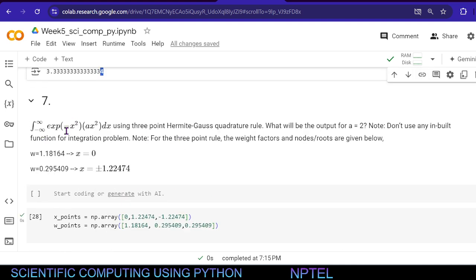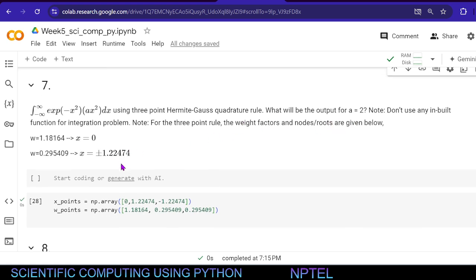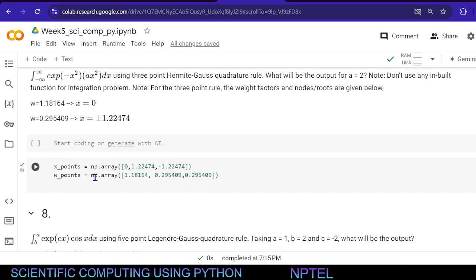Okay, the seventh problem is the integral of exponential of minus x squared times ax squared. Again, a is 2, so this is 2x squared. Don't use anything here. The weights and points are given. It's 3 points. So for 0 we have one weight, and there is a positive and a negative root, and for both of them we have one weight. I have already entered 0, 1.22, minus 1.22 and the corresponding weights.